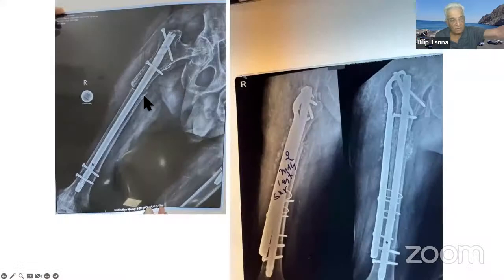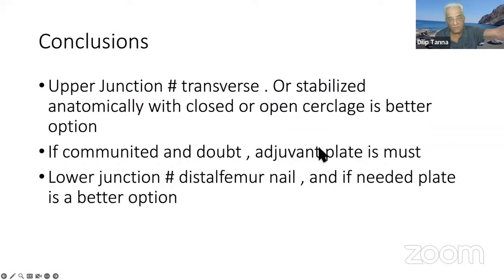Osteoporotic fractures: even with the thickest nail passed, with no hole distally and no hole proximally, it has to have an adjuvant plate all the time. So these junctional fractures, more so in the distal part, and the comminuted fractures in the proximal part, should have an adjuvant plate. It's an overkill, but I feel it is a must.